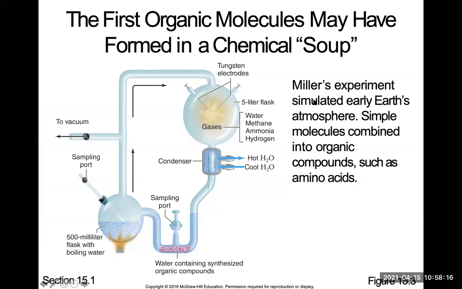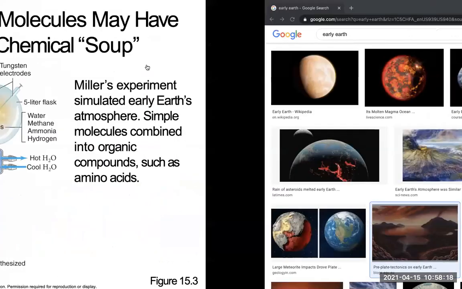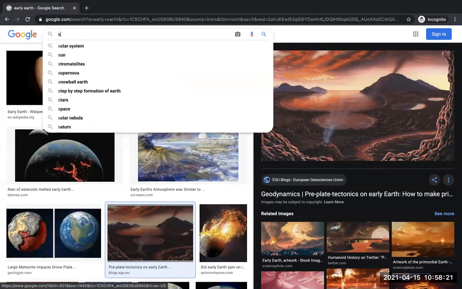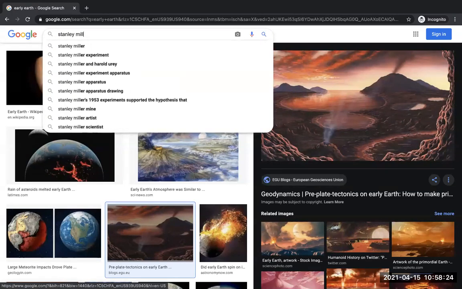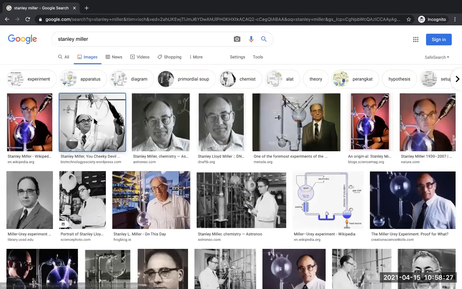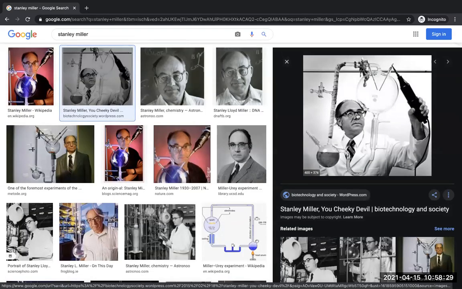So let me show you who this person was. His name is Stanley Miller. So make sure you know the name, Stanley Miller. This is a person standing next to his famous experiment, Miller's experiment. He was a grad student, someone who's working on their doctorate or their master's degree, and he was just procrastinating. He wasn't really working on his research. He was just sitting there daydreaming about how life on early Earth might have come about.